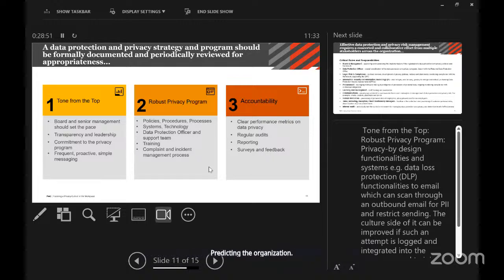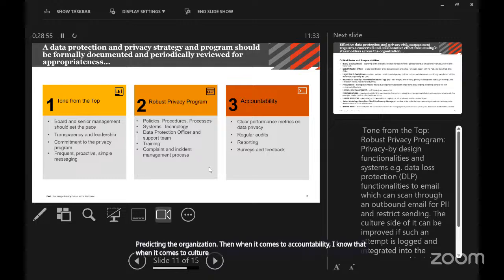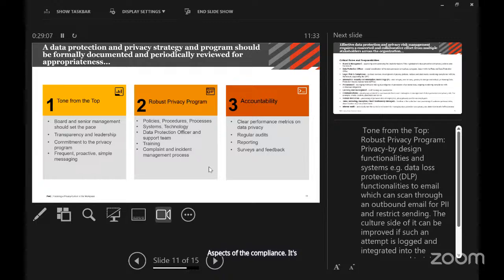Then when it comes to accountability, I know that when it comes to culture, developing culture usually has a soft tone to it, and that's why I think today I'm keeping away from the sections of the law and quoting the technical aspects of the compliance. It's all about understanding what the role of each person is, as well as holding them accountable for their role.